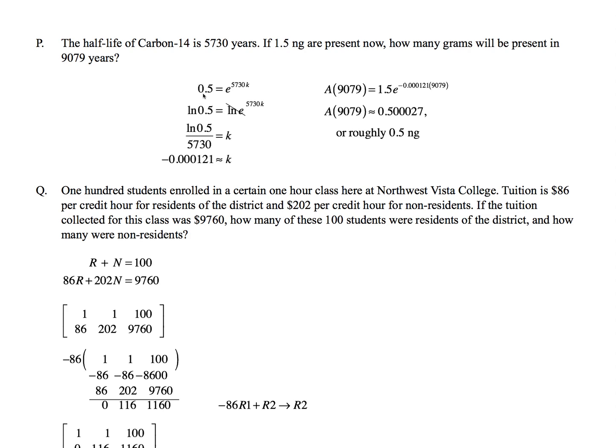So the amount after 5,730 years is half, and we have a 1 here, an invisible 1 before the e, and so there's the time t, and there's the unknown decay factor k. So you take the natural log of both sides here, and you have natural log of 0.5 is equal to 5,730k, because these are inverse operations and they cancel one another out. And then you divide both sides of the equation by 5,730, and you have natural log of 0.5 divided by 5,730, and in this case that comes out to approximately negative 0.000121.